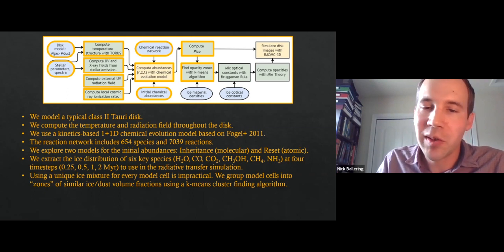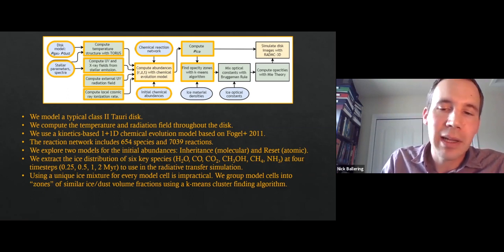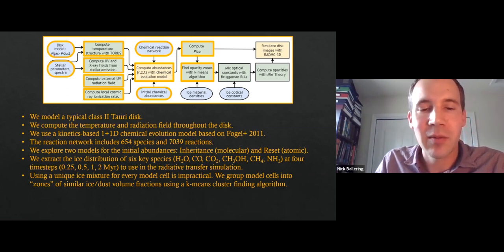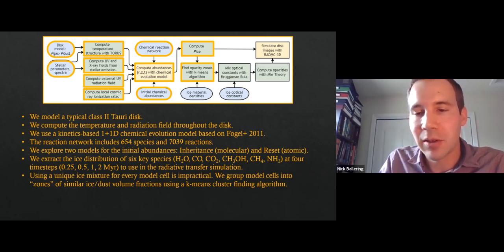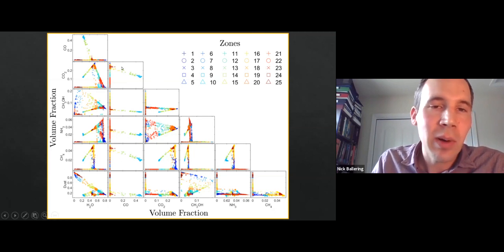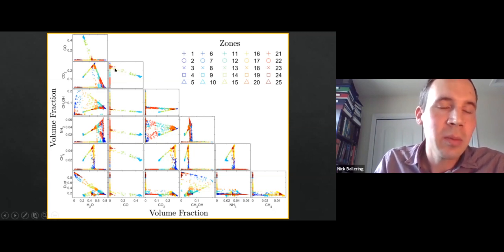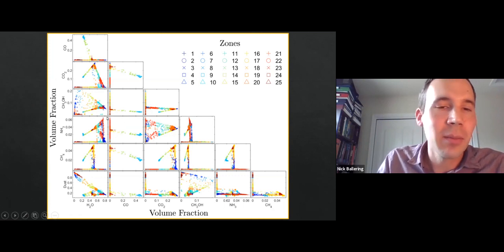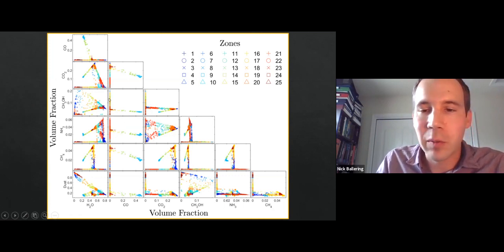So what we did is try to reduce the problem by grouping model cells with similar ice and dust volume fractions using a k-means cluster finding algorithm. And I'll try to show you a little bit more about what I mean by that in this figure. So again, at every point in the model, we know the volume fraction of the 6 ice species of interest as well as the dust. And so that occupies a 7-dimensional parameter space. And here I'm showing different projections of that parameter space.